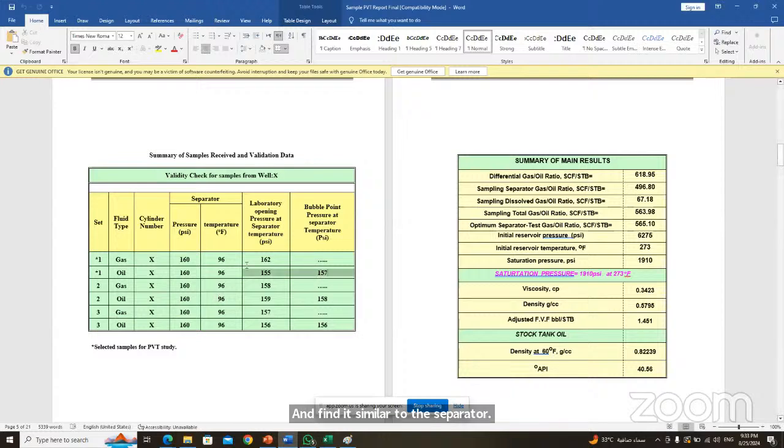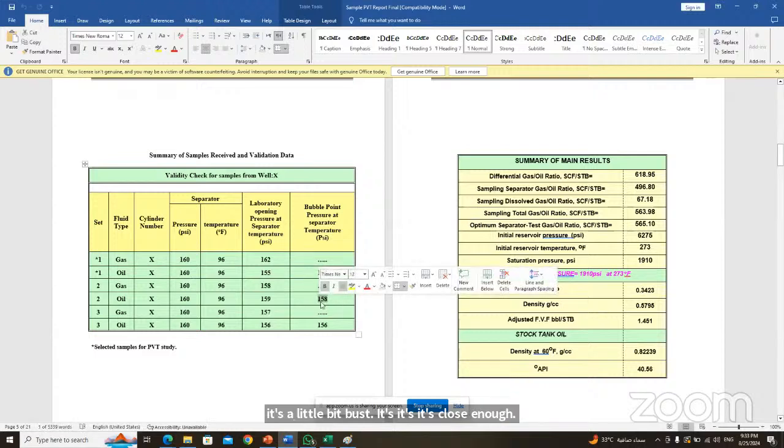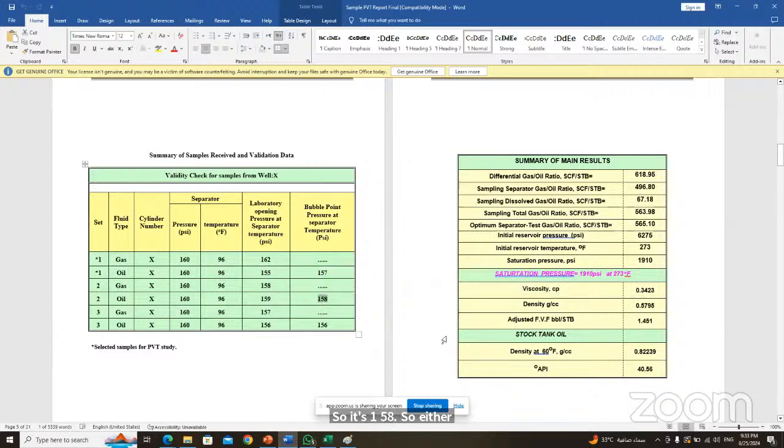And for this case, as you see here, the bubble point is 157 psi compared to 160 psi. We have a 3 psi difference. So it's fine. It's a little bit different, but it's close enough. So it's 158. So either select this one or that one. Okay. So that's for the selection of the sample.